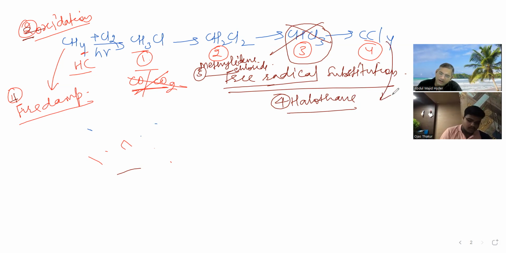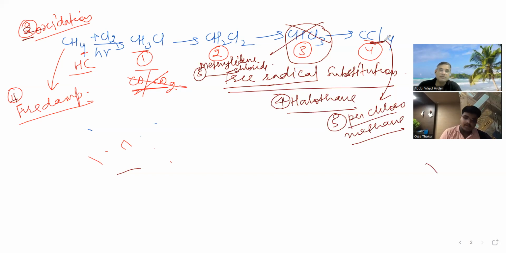And this fifth point, this one, is known as perchloromethane. What compounds are called perhalo compounds? Those in which all hydrogens are removed and instead of hydrogen, halogen is added. Such compounds are called perhalo compounds. So this is perchloromethane. The parent was methane, and from methane it is derived: all hydrogens are removed and replaced by halogen, so it is called perchloromethane. So till here we have already done.